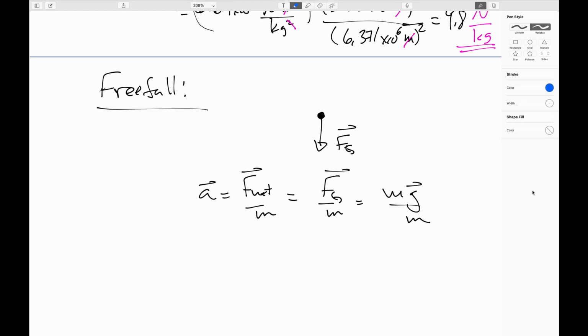But this is actually a bit of a subtlety why we're allowed to do this. Technically, this m here is a measure of the inertia of an object. So we call this the inertial mass. It says how hard it is to change the motion of an object. On the other hand, this m here from mg, when we substitute in for the force of gravity, this is the gravitational mass.